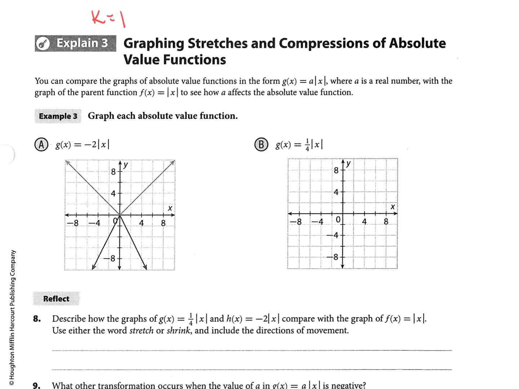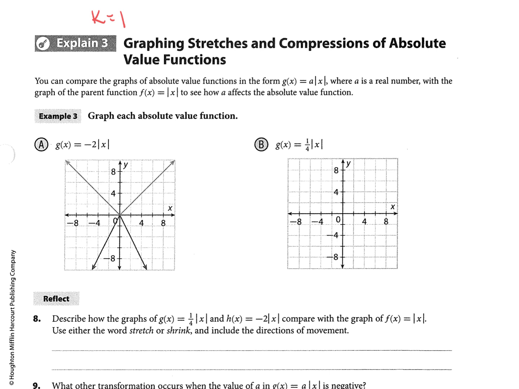You can compare the graphs of absolute value functions in the form g of x equals a times the absolute value of x, where a is a real number, with the graph of the parent function, f of x equals the absolute value of x, to see how a affects the absolute value function. So we already looked at how h and k are vertical and horizontal shifts. Now we're going to see how this constant a impacts the parent function.